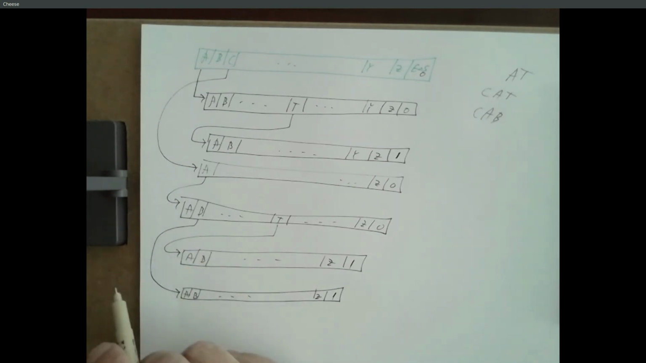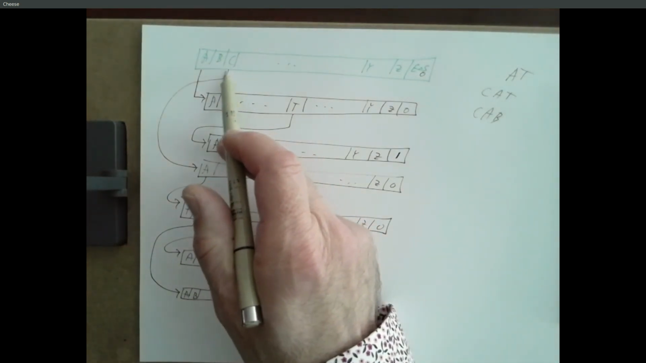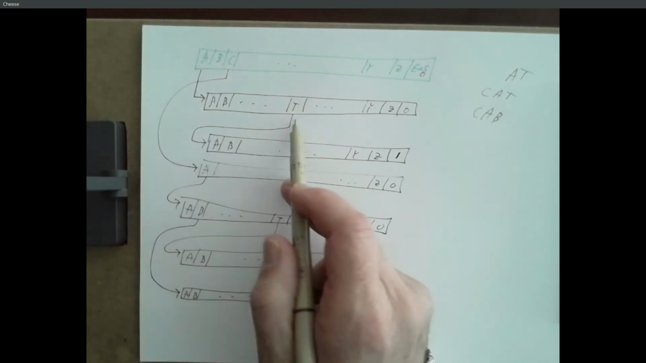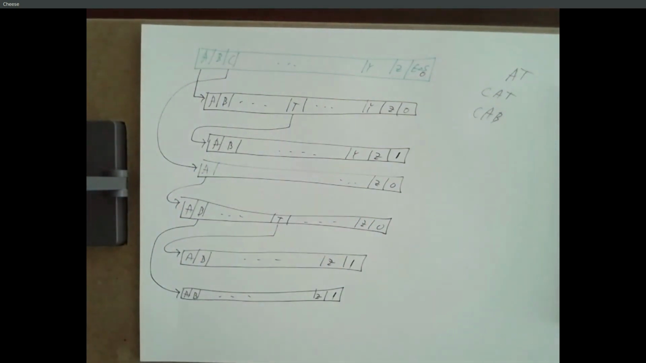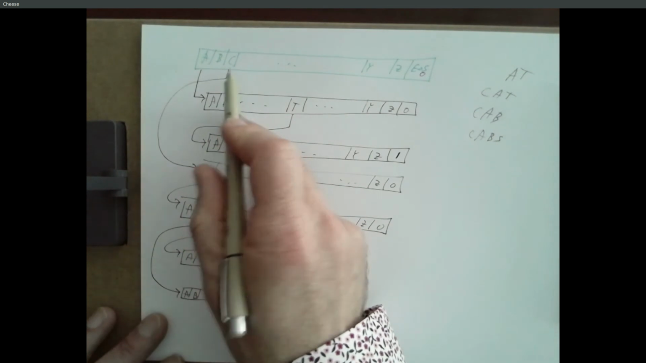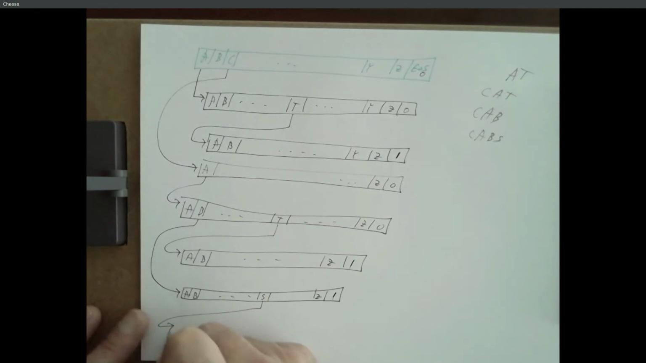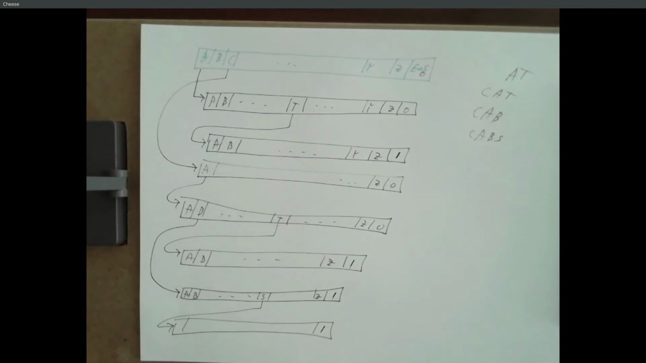Yeah? What if for cat you pointed the C to the first A, which was pointing to the next T? So for cat, I pointed the C to the A that was for at. Then C, T, A would be a word in my trie. So if we want cabs, there's a C, there's an A, there's a B, over here an S. We'll go down to a new node, and we'll set end of string to be 1 there.